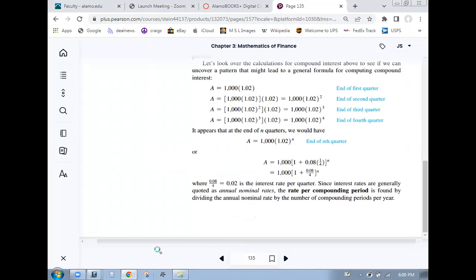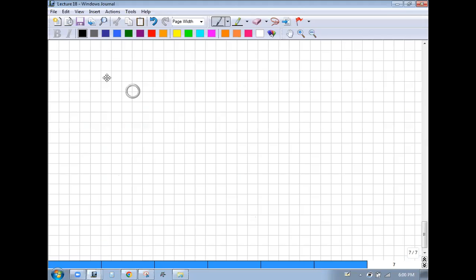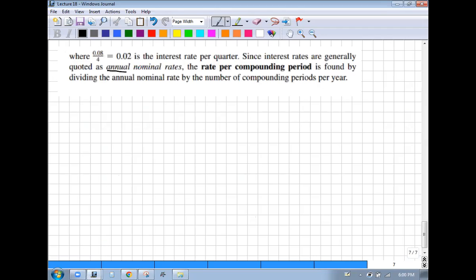We better catch all their vocabulary in here too. Interest rates are generally quoted as annual nominal rates. The rate per compounding period is found by dividing the annual nominal rate by the number of compounding periods per year. What does that mean? Take the annual nominal. Okay, so they're saying R over N. This is how much the nominal rate, that's how much they're charging interest in one period of time. So if it's monthly, it's your annual rate divided by 12.